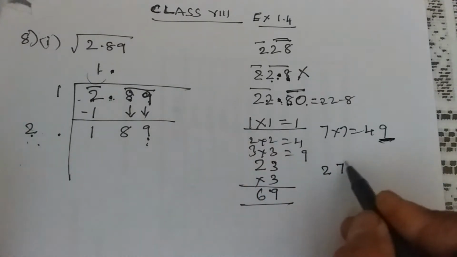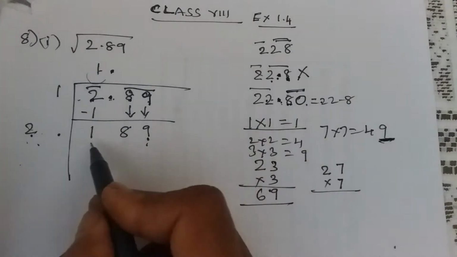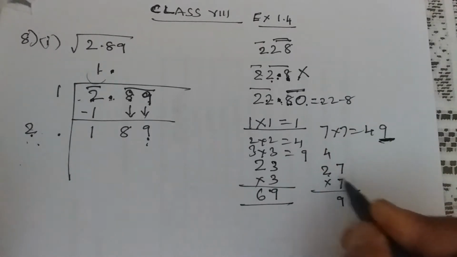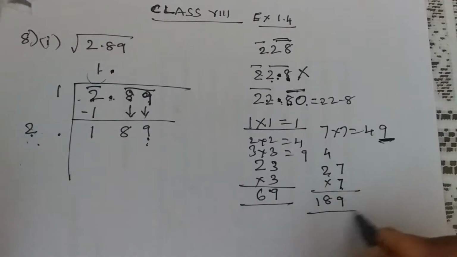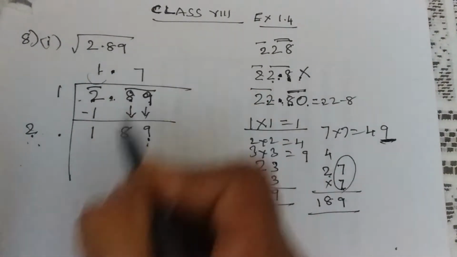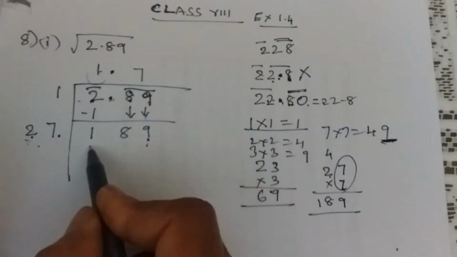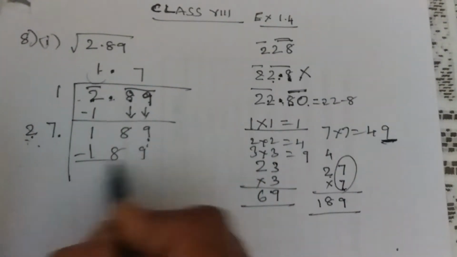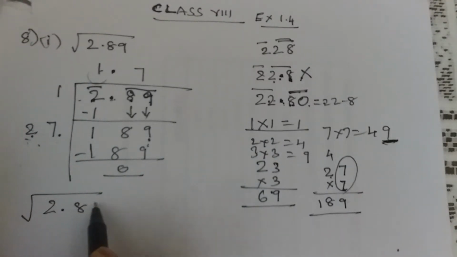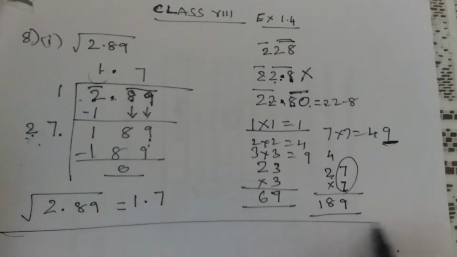So with 2, if you put 7, we have to multiply by the same 7. Now multiply and check whether we are getting 189. 7 sevens are 49. Carry 4. 2 sevens are 14. 14 plus 4 is 18. Yes, so the number we needed is 7. The next quotient is 7 here and 7 here. When you multiply 27 into 7, we are getting 189. So the remainder is 0. Therefore, root of 2.89 is equal to 1.7, is our answer.